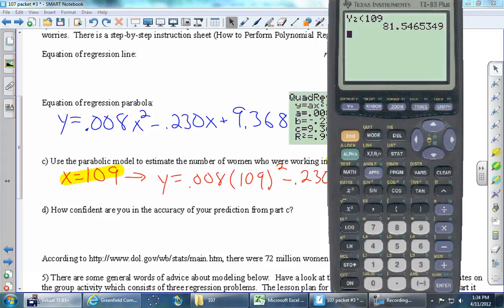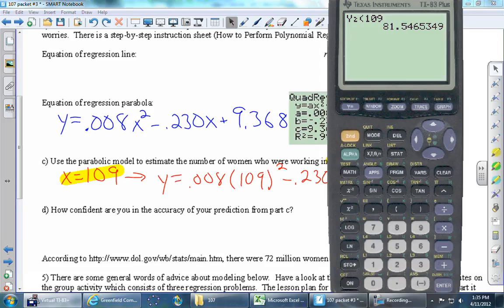Did anybody do the retype thing in red? What's the answer? What do you think? The right answer is 81. The answer typing it in again, which is annoying, is 79.2. We're off by 2 million. That seems like a pretty significant rounding error. It's 2 million women that we are wrong by.